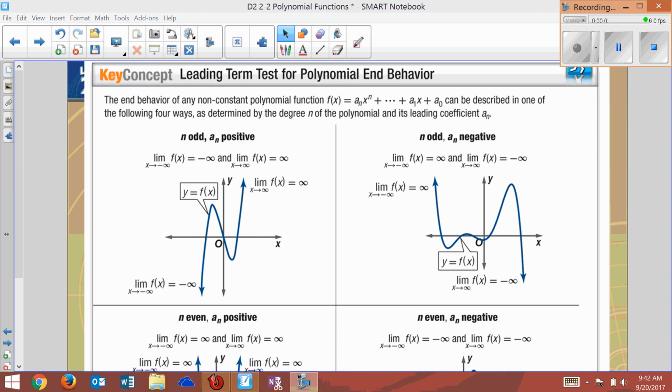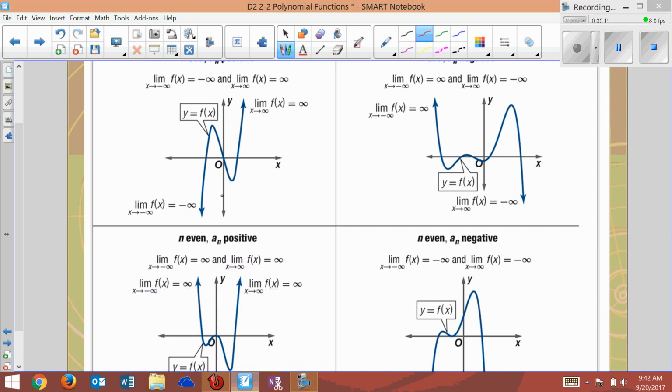And here's the leading term test. So when any polynomial function, anytime you see a polynomial function, again, that's just a collection of monomials, if you find the highest degree, it'll dictate the shape. So if it's an odd power, it'll look like an S curve, either going up or going down, as this one is. Or if it's an even power, it'll either be going up on both ends or down.